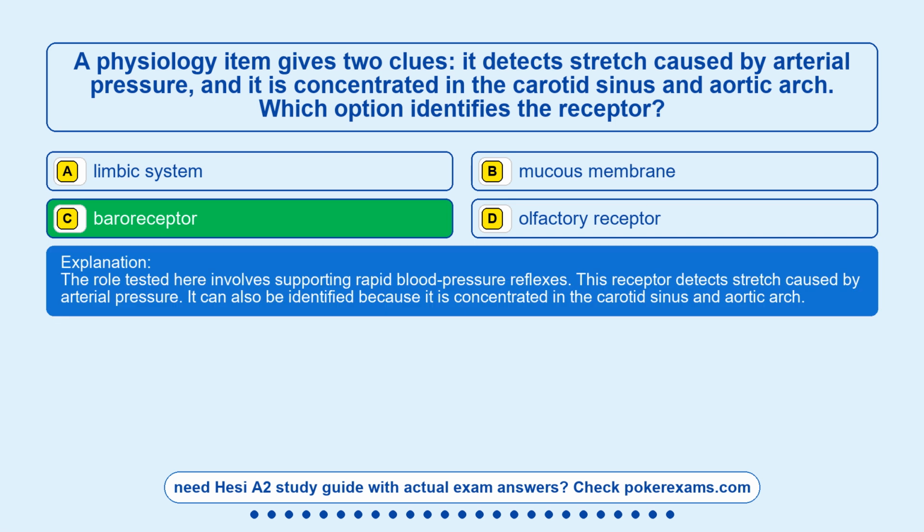The role tested here involves supporting rapid blood-pressure reflexes. This receptor detects stretch caused by arterial pressure. It can also be identified because it is concentrated in the carotid sinus and aortic arch.